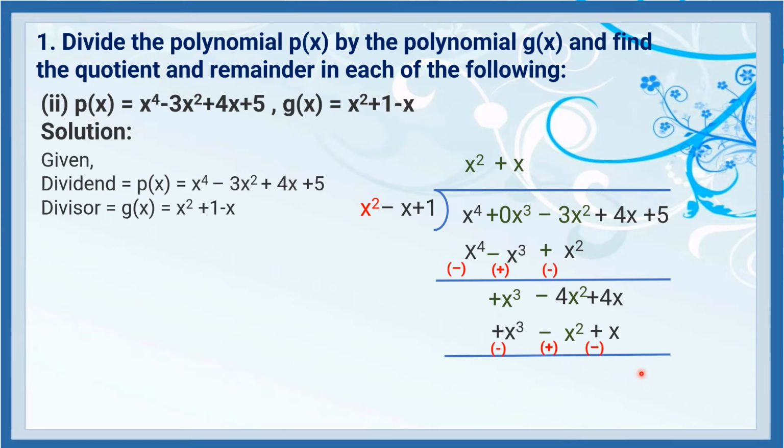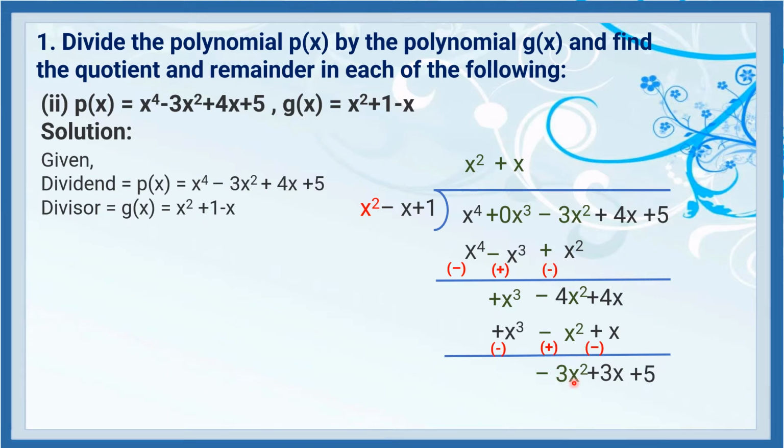Change the sign. Here these two will get cancelled. Here minus 4x square plus 1x square. So minus 3x square. We write minus 3x square. Here plus 4x minus 1x. So plus 3x. Okay. Now bring the next term down. Here 5 is there. So 5.